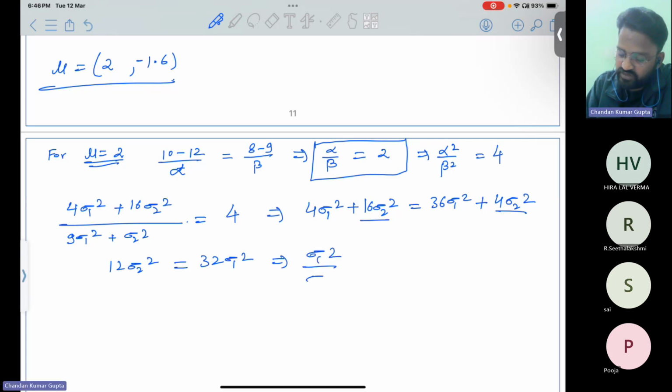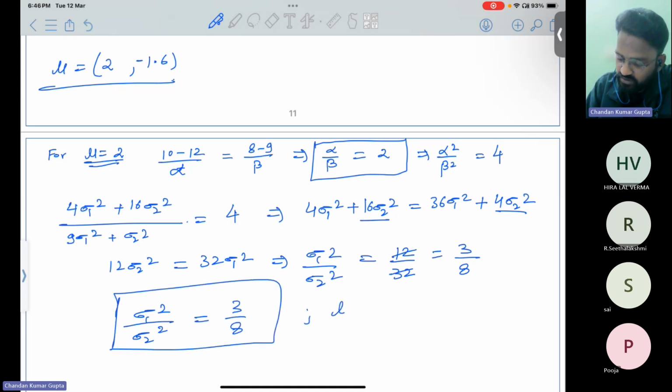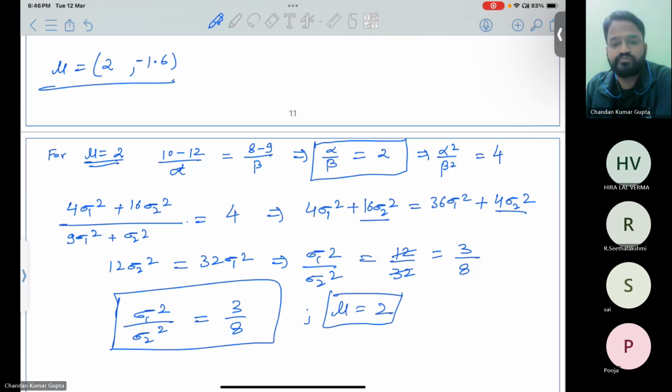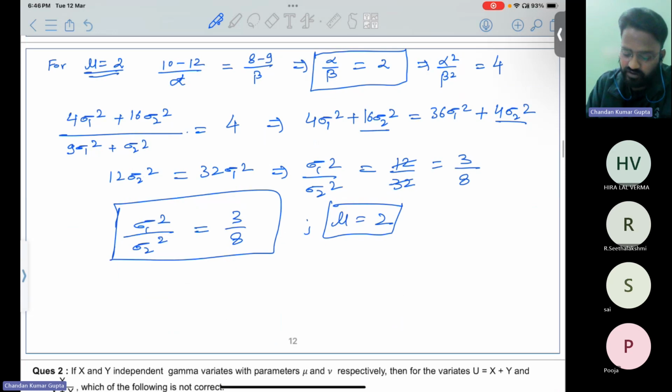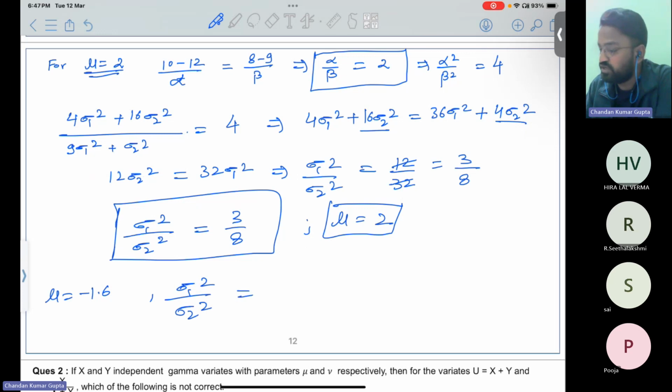And from here, sigma 1 square upon sigma 2 square is 12 upon 32, which cancels out by 4 to 3 upon 8. So sigma 1 square upon sigma 2 square is equal to 3 by 8, which is the ratio in case of mu equal to 2. In a similar manner, for mu equal to minus 1.6, we calculate with the same process. And we found sigma 1 square upon sigma 2 square equal to 87 upon 64.